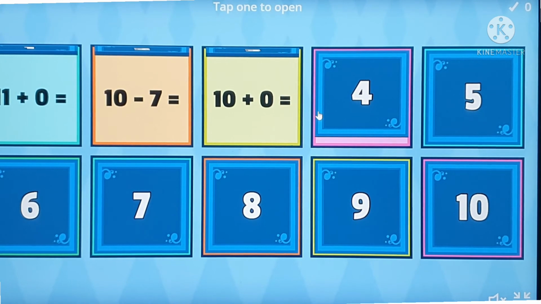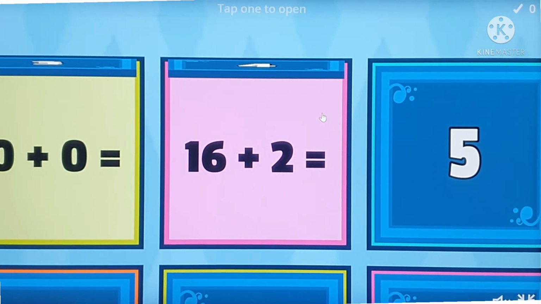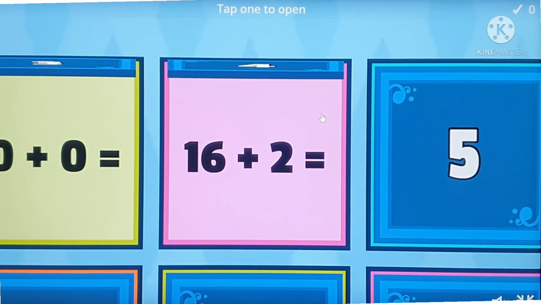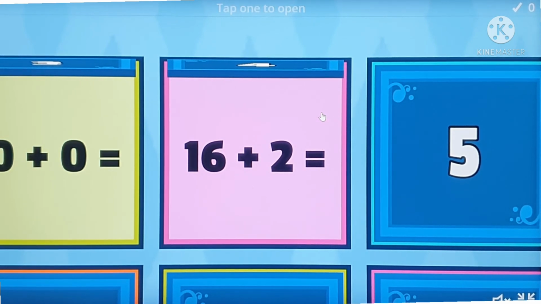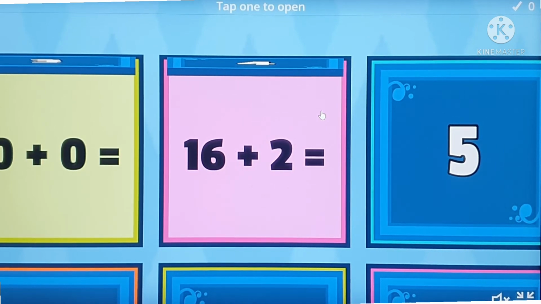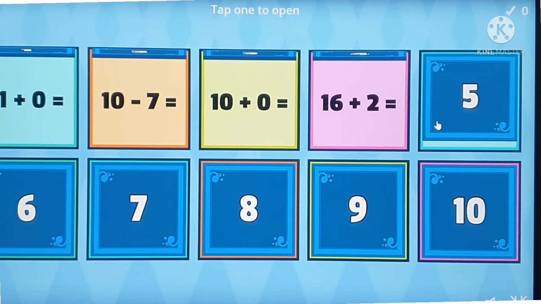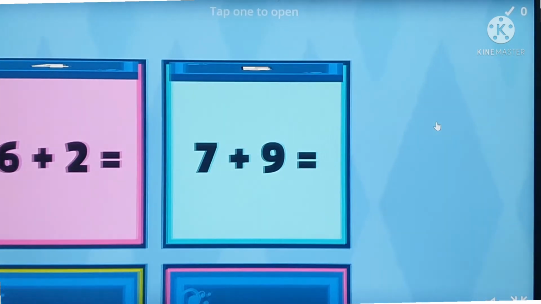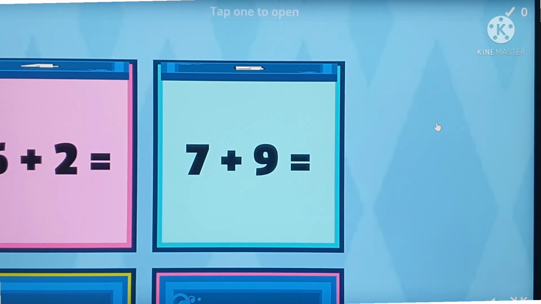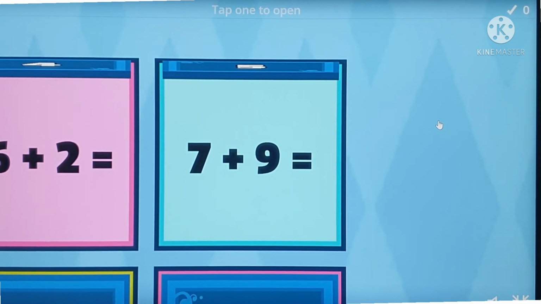Number 4. 16 plus 2 is equals to? Write your answer. Number 5. 7 plus 9 is equals to?